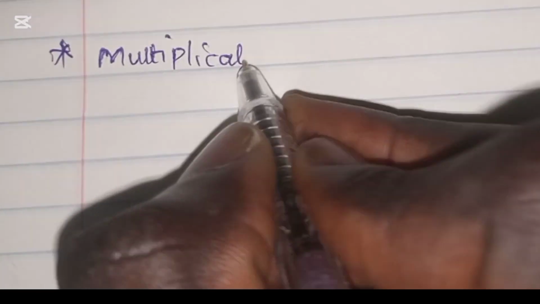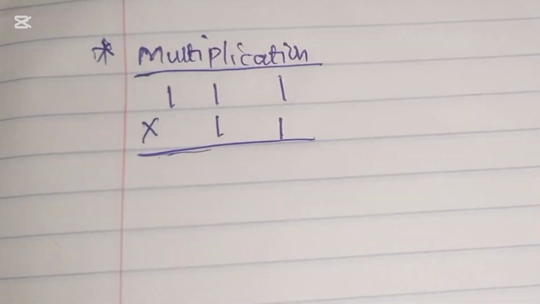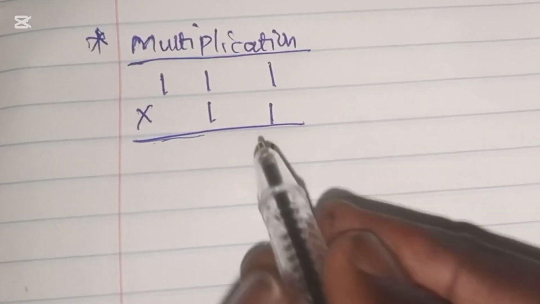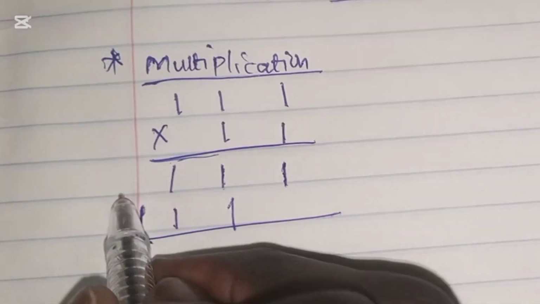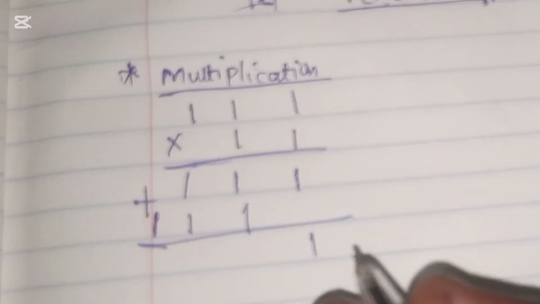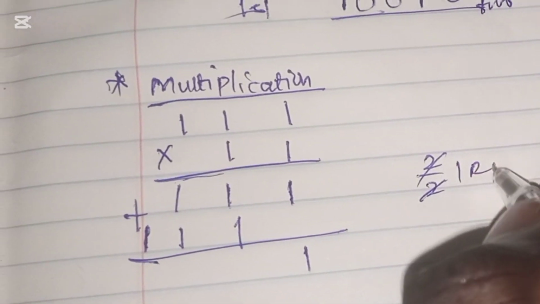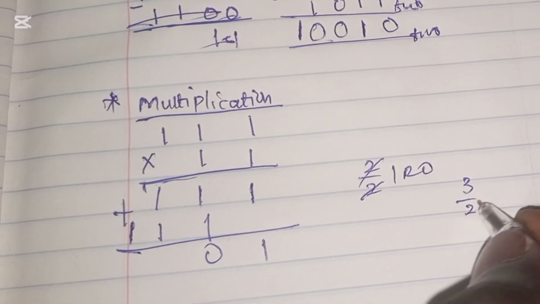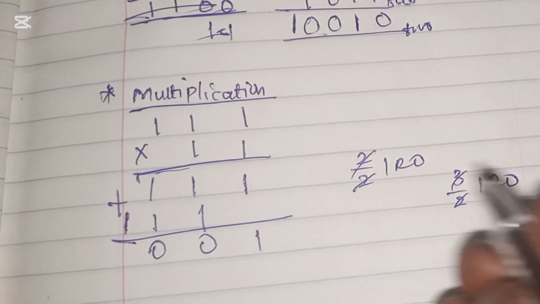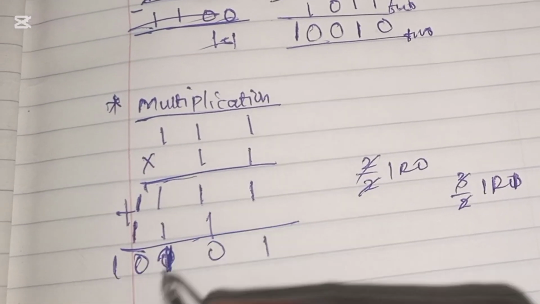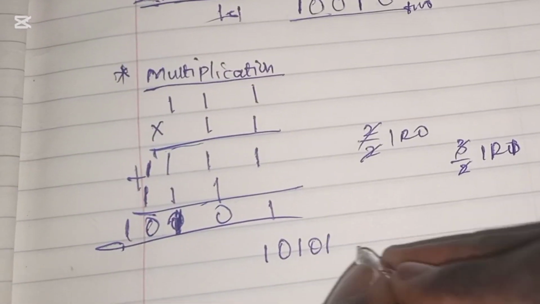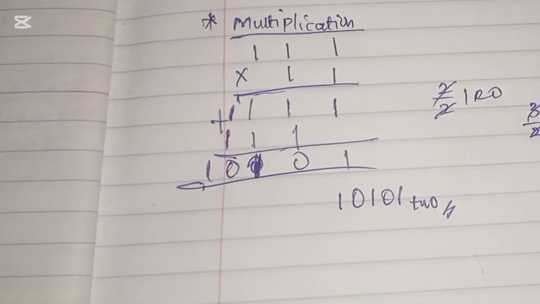Now let's quickly move to multiplication. Here is the example for multiplication. 1 times 1 will give you 1. 1 times 1, 1. Then you add it. 1 plus 1 is 2. Just like the 2 divided by 2, that's 1 remainder 0. Write 0, carry 1. This is 3. 3 divided by 2, that's 1 remainder 1. Write 1. Then you carry the 1. This becomes 2. That's 1 remainder 0. That means our answer is 1, 0, 1, 0, 1, 0 base 2. So that is that about multiplication in binary.